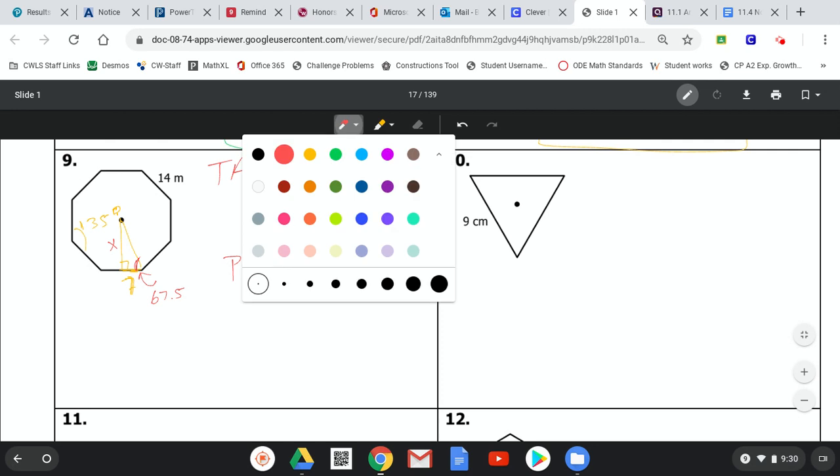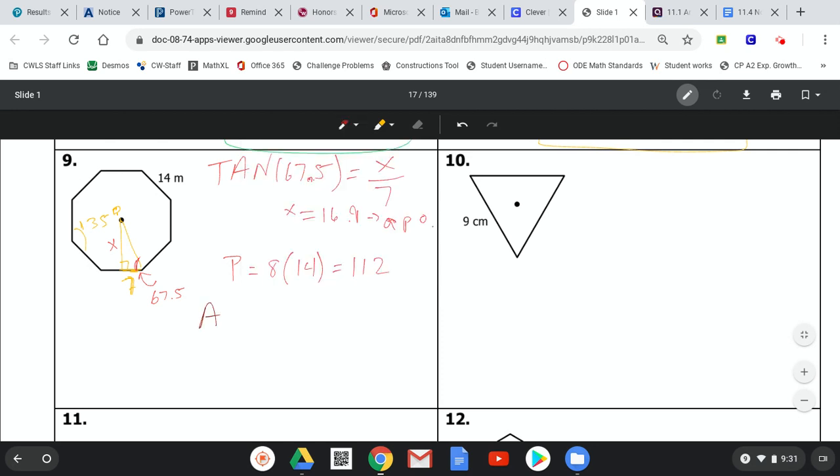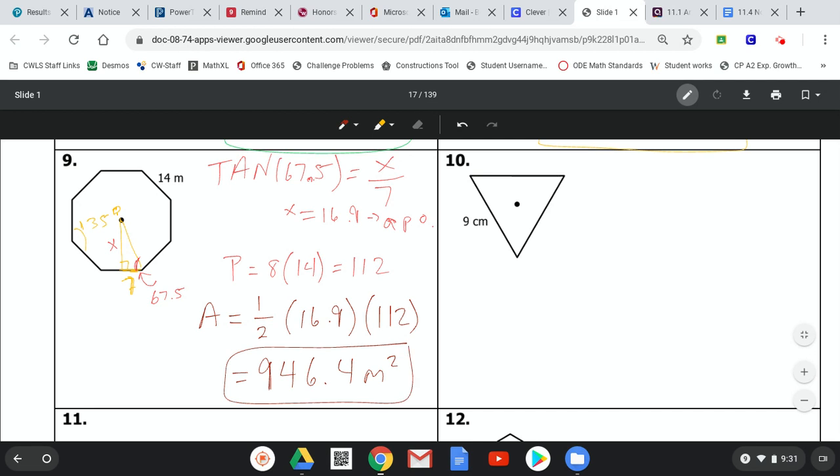And then the area, we'll switch colors here, and we'll go to burgundy. Area equals 1/2 times 16.9, because that's the apothem, times our perimeter, which is 112, and that's going to give us 946.4 meters squared. There we go. All right, so moving on to number 10.